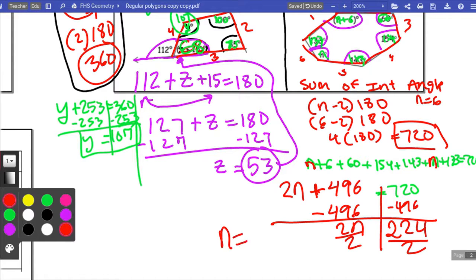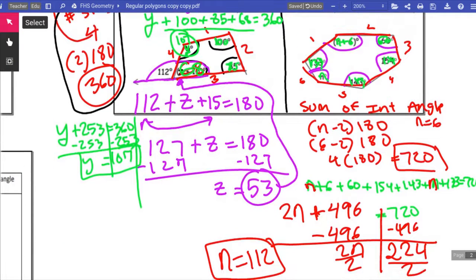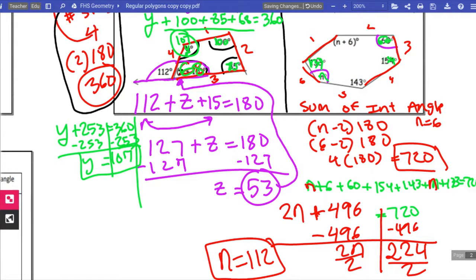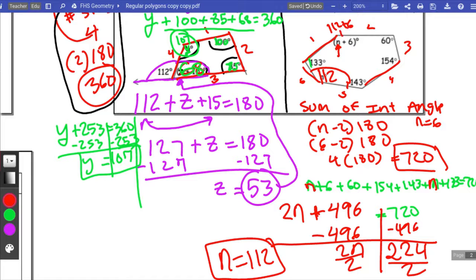And the end value is 112. And you got it. We're done. Well, it depends on the question here, but we're pretty much done. N is 112. So if they're asking you to find the rest of the angles, perhaps this one right here, I know this right here is 112. All you have to do is plug that in here as well. Then if you do 112 plus 6, you get 118 for this angle. All right, we're done. So you got the next one.